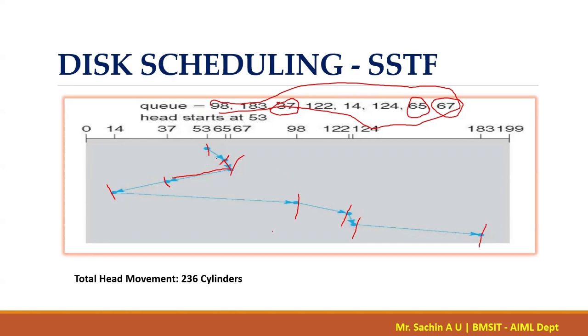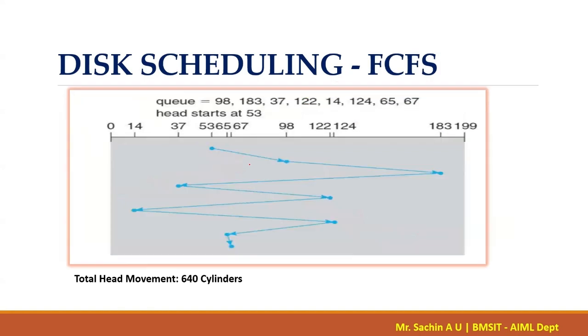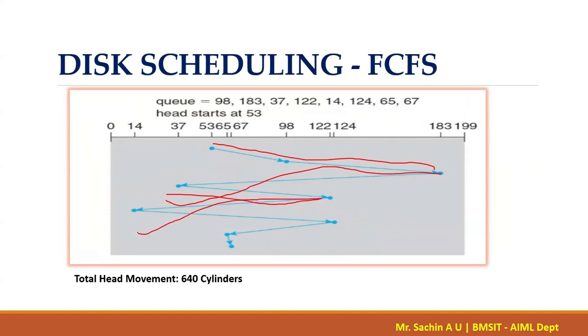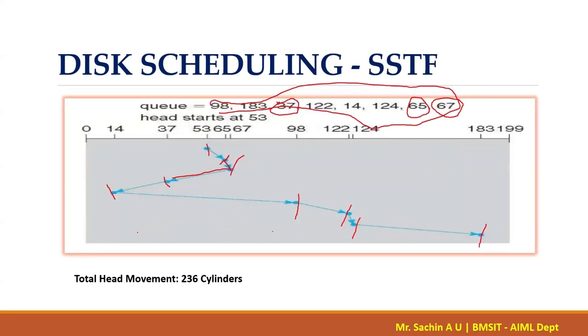If you compare this to your previous one, first come first serve, there your read write head was moving from left to right, right to left, left to right many times. There were more number of changes. But here if you see, it only moves to the right, then left, and then right. That means here the movement of your read write head is minimized.